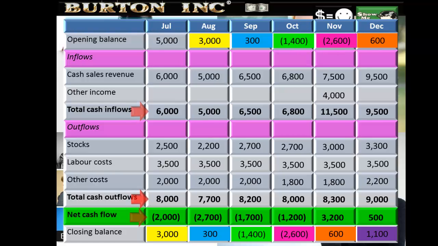So simple enough once we've got the structure of the cash flow forecast in our brains. So the structure is important. You'll learn that plugging in the numbers is relatively easy. The calculations are dead easy. The structure is what you will have to practice.